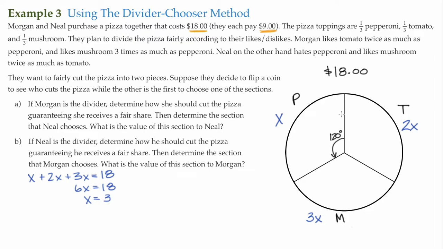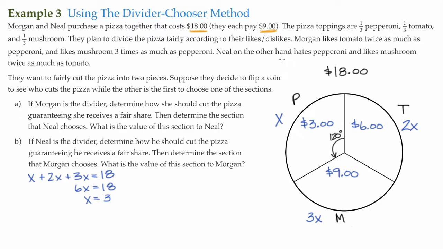So then the value of the pepperoni to Morgan, X, has got to be $3. The value of the tomato portion to Morgan, 2 times X, is $6. And the value of the mushroom portion down here, that's 3X, so that'll be $9. And of course, $3 plus $6 and $9 is $18, and this is how Morgan views the slices.